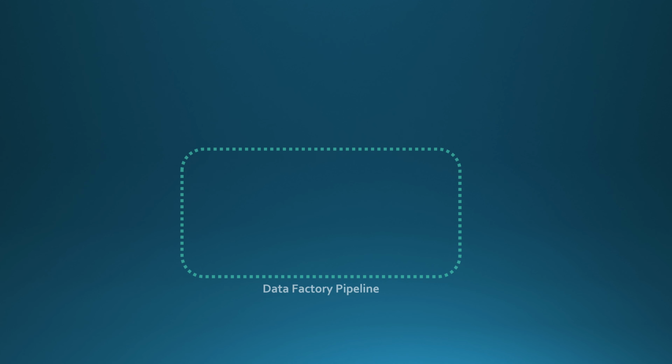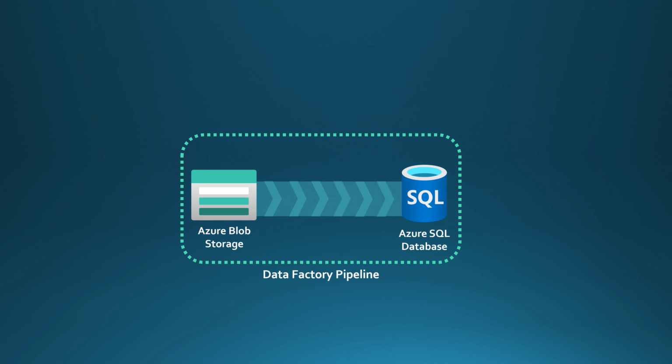We have a Data Factory pipeline that is copying data from Azure Blob storage to Azure SQL database. And we would like to get this pipeline triggered. And like the name implies, the trigger is the activity in the Data Factory that will trigger the pipeline and initiate the pipeline run that will copy the data from Azure Blob storage to Azure SQL database.